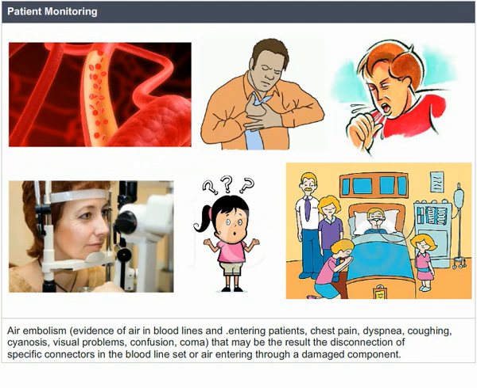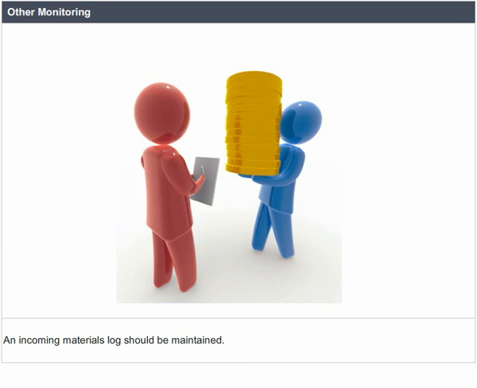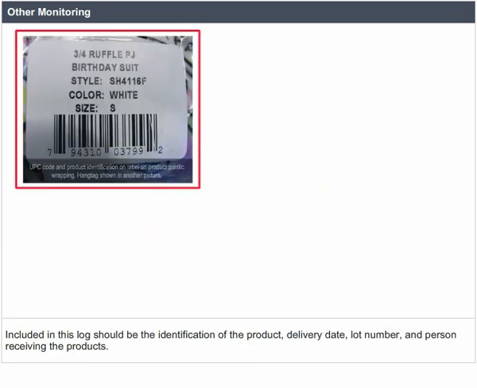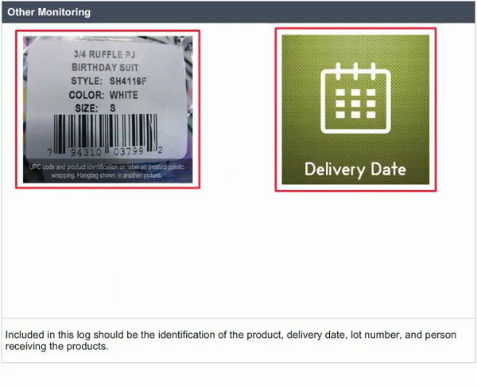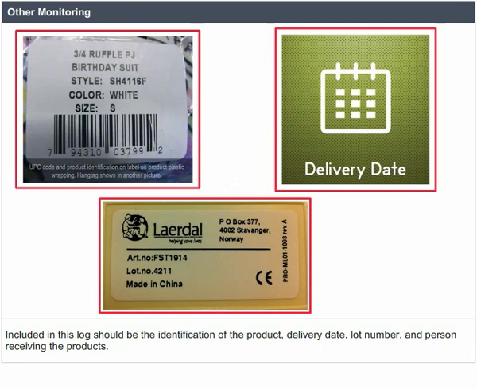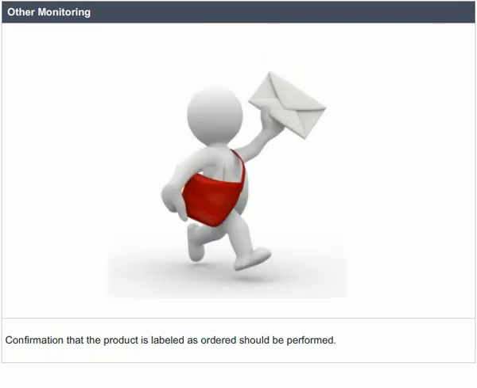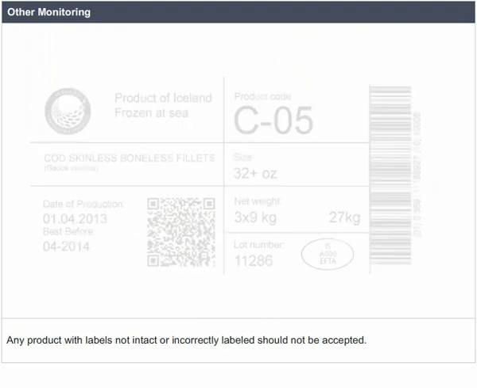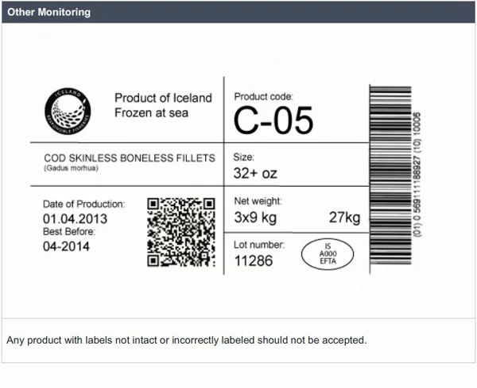damaged component. Other monitoring. An incoming materials log should be maintained. Included in this log should be the identification of the product, delivery date, lot number, and person receiving the products. Confirmation that the product is labeled as ordered should be performed. Any product with labels not intact or incorrectly labeled should not be accepted.